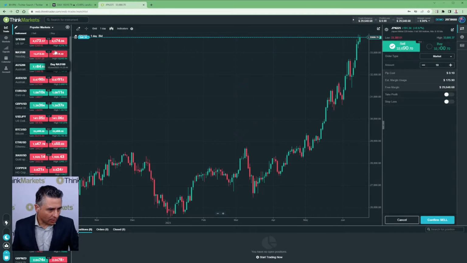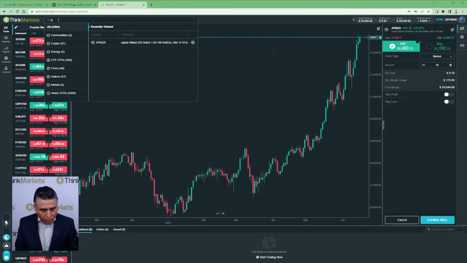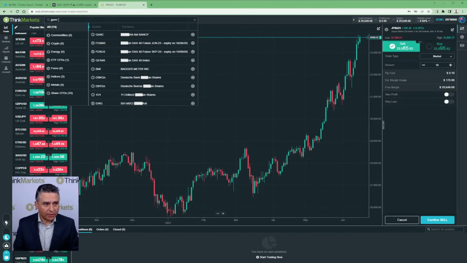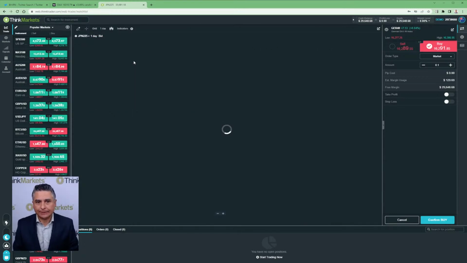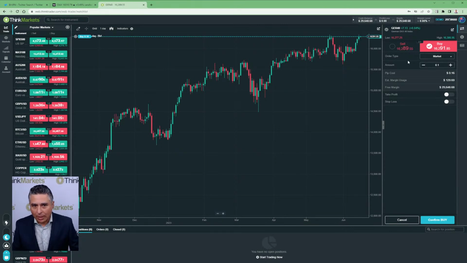So how do we find it on the platform? I think the platform's pretty neat, because if you didn't know the Nikkei was in Japan or the DAX was in Germany, you could just type in Germany or the country and it's going to help you find it. So that's the one we want there, the German 40, the DAX 40 index. And obviously this will update to the right parameters here.